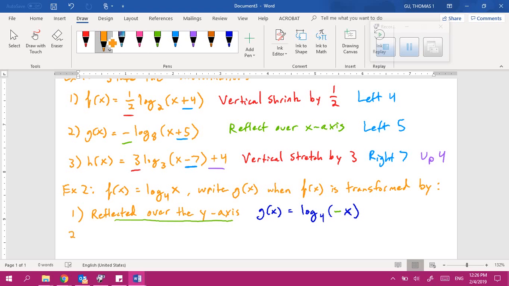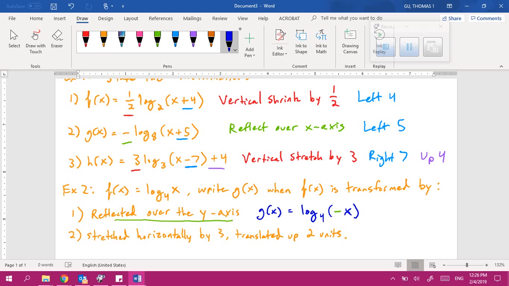Number 2, when it is stretched horizontally by 3 and translated up 2 units. Can you give me the equation that would show the original being stretched horizontally by 3 and translated up 2 units? So can somebody tell me how you would show the stretched horizontally by 3? How would I start it off?